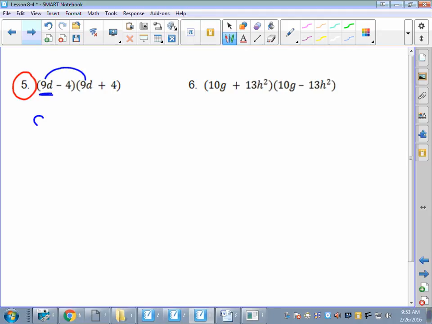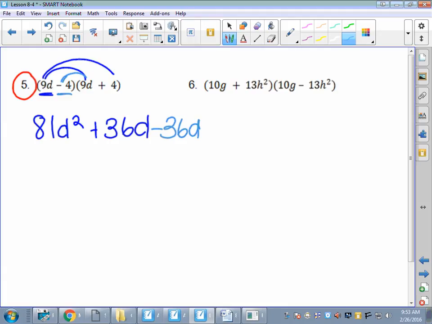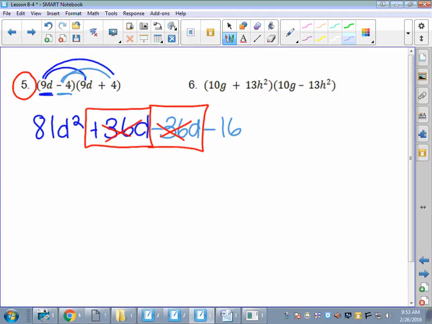9d times 9d is 81d to the second. 9d times 4 is a positive 36d. Then I'm going to switch over to this negative 4 times 9d. Negative 36d, and negative 4 times positive 4 is a minus 16. Notice my like terms in the middle. What is good about these guys? Opposite signs, right? 36 minus 36 is nothing. So 36d minus 36d is no d's left. So I'm just going to bring down my 81d squared minus 16.